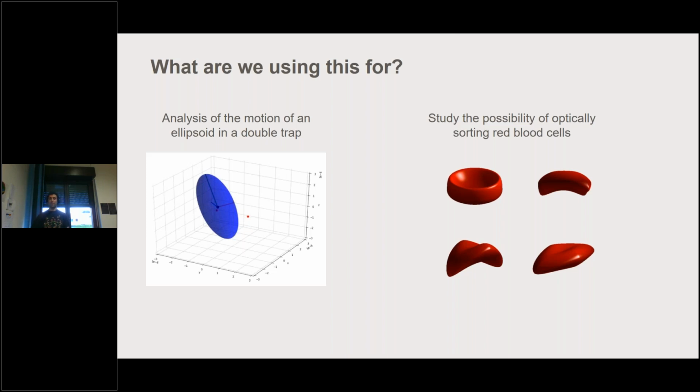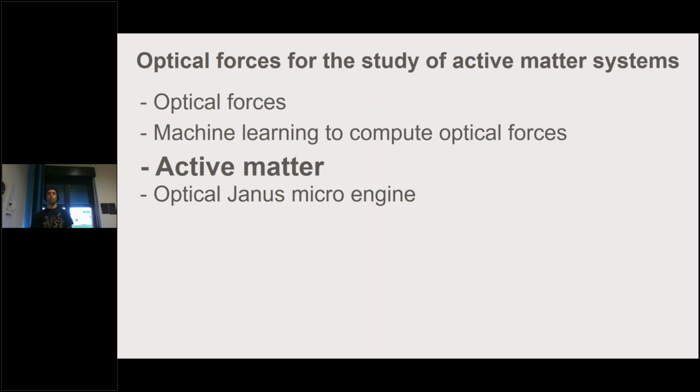If we are able to study how these dynamics of the particle, how this trapping changes for different red blood cells that might be affected by some diseases, we can think about optically sorting healthy from unhealthy red blood cells. So with this, we are done with the second point of the talk.